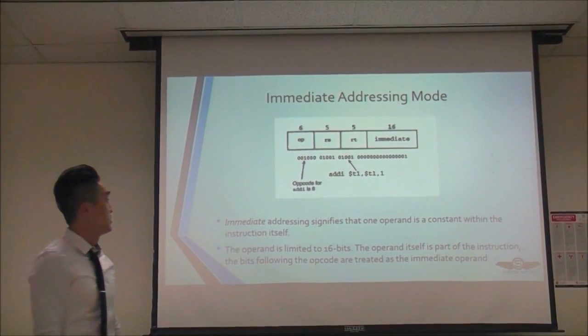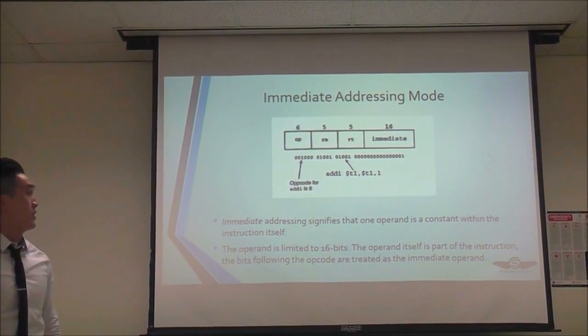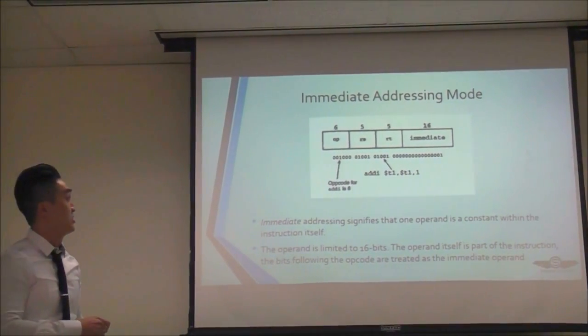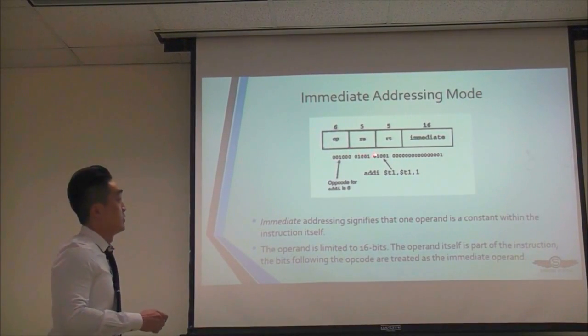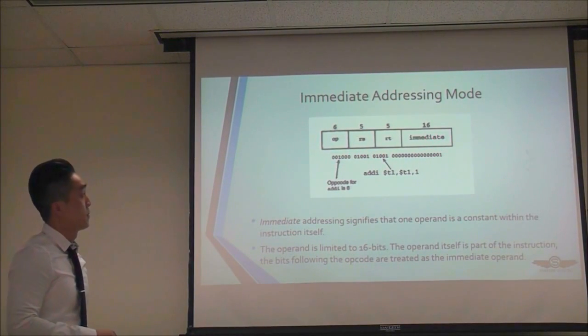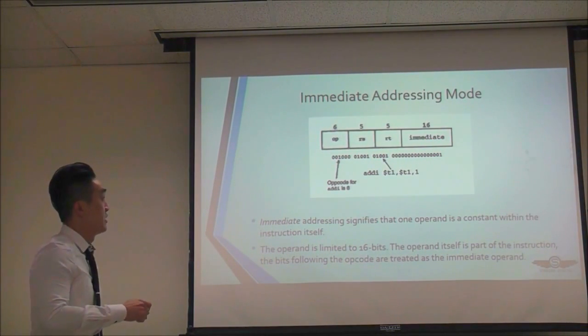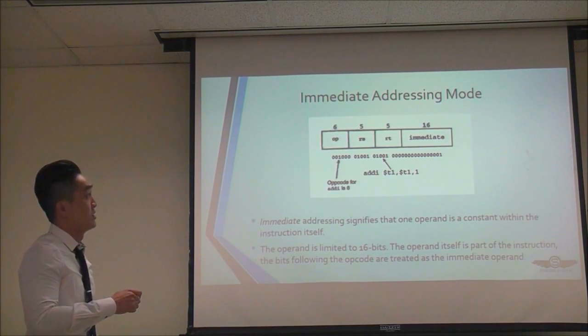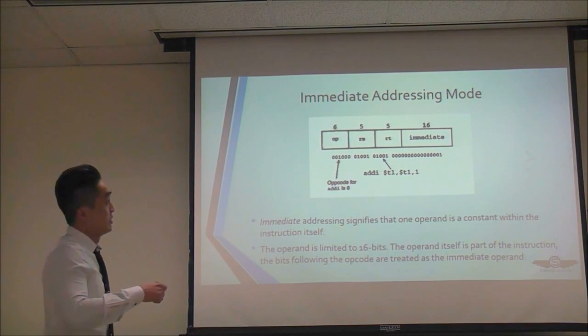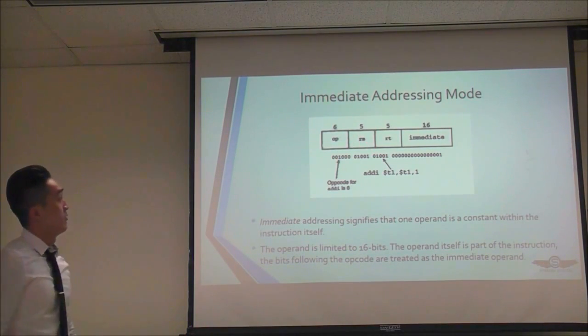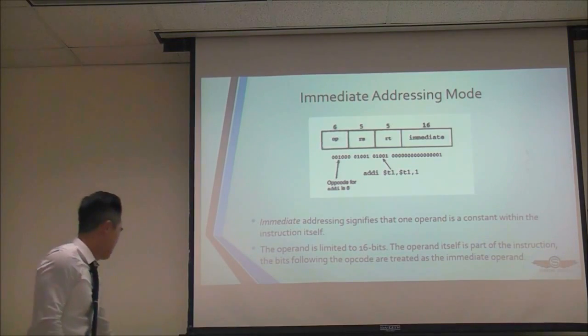For immediate addressing mode, this entails that the operand is a constant within the instruction itself. So for this I-type instruction, we have a 16-bit immediate constant, the source register is RS, and the destination register is RT and not RD, and each have 5 bits reserved for those.